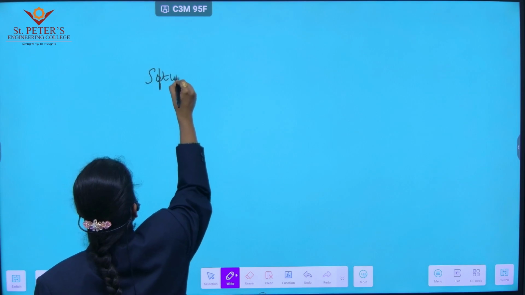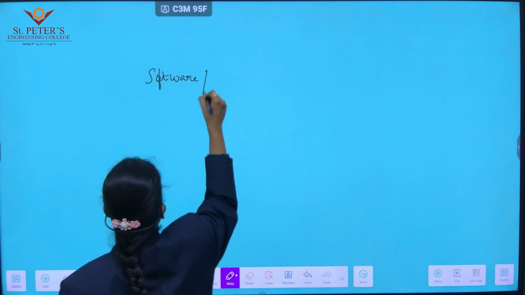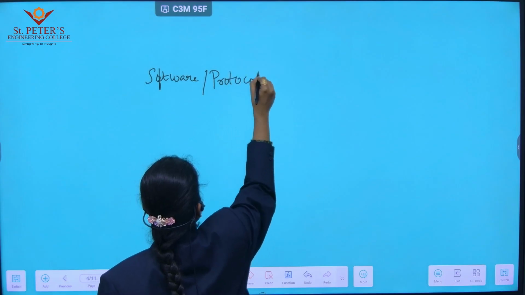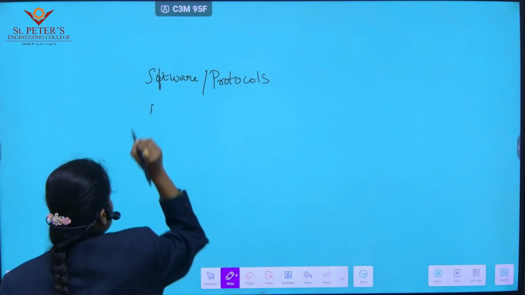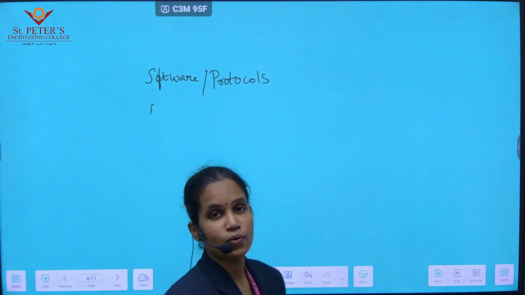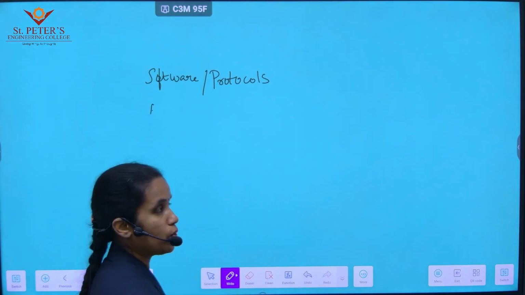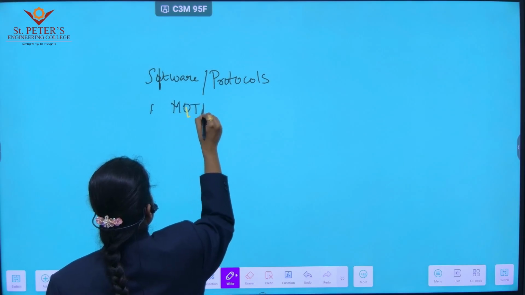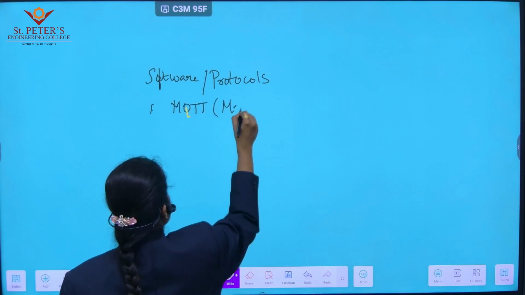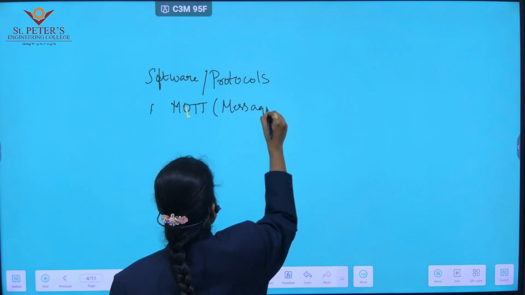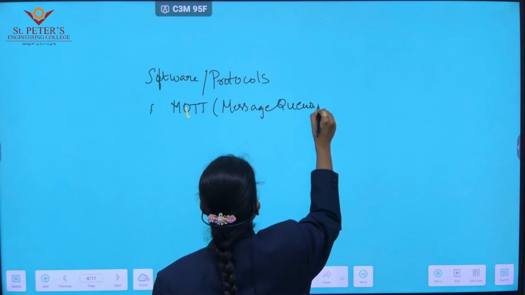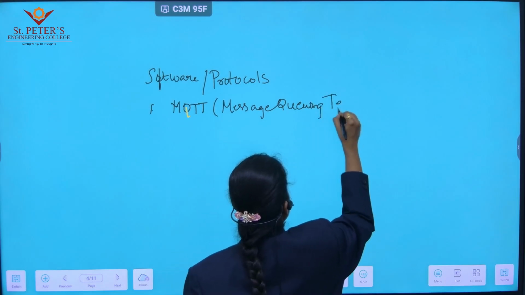Software, or protocols. The first important protocol we use in our IoT system is the MQTT protocol, message queuing telemetry transport.